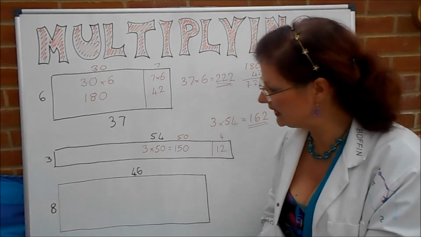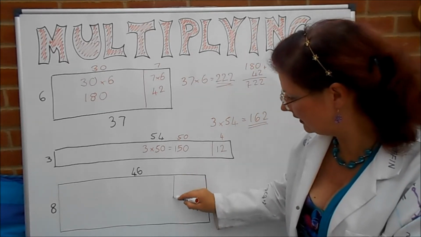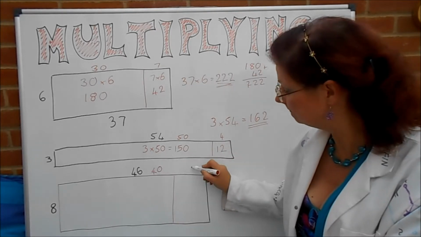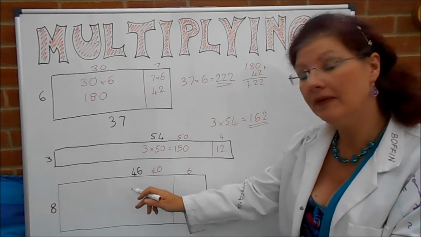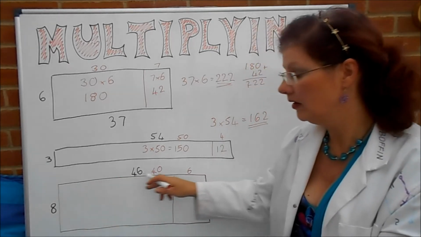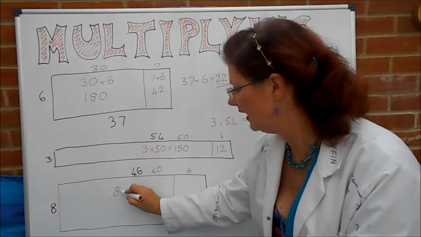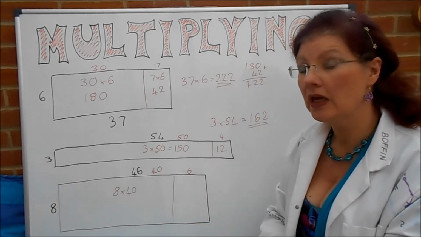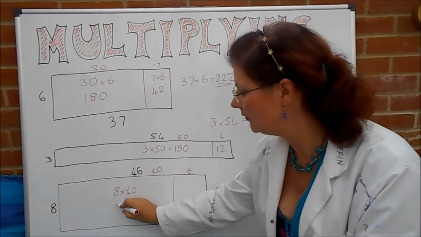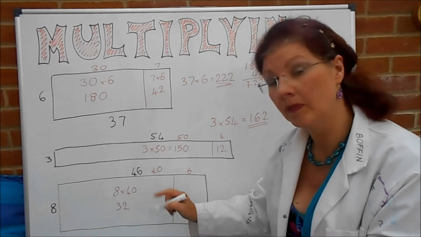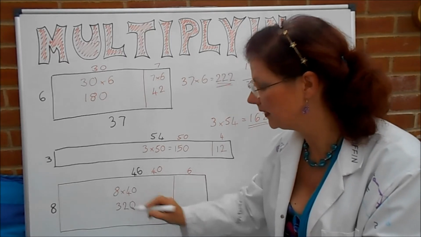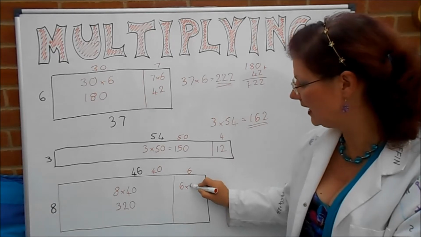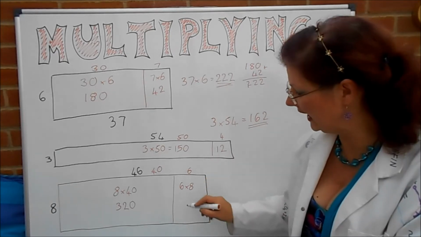And then the last one, the big one down here, we're going to split that into a 40 and a 6. So over here we've got 8 high plus 40 wide, 8 times 40. 8 times 40, well let's do 8 times 4. 8 times 4 is 32 with an extra naught on the end of it, so 320. And this bit over here is 6 times 8. 6 eighths are 48.